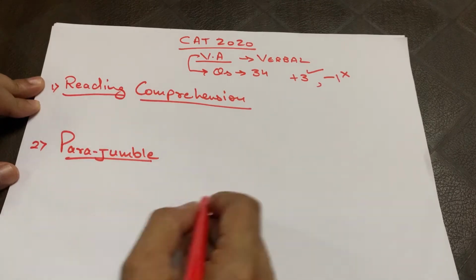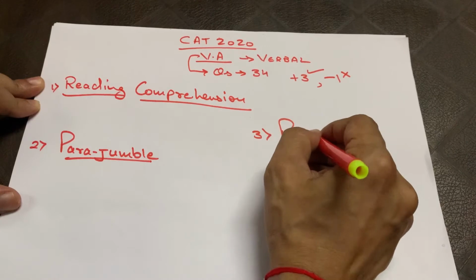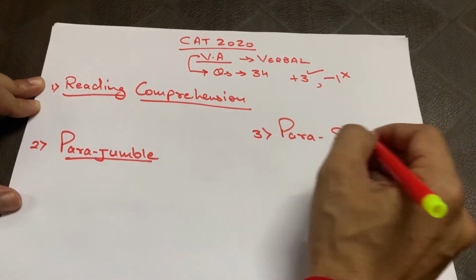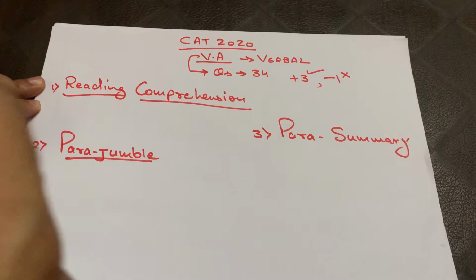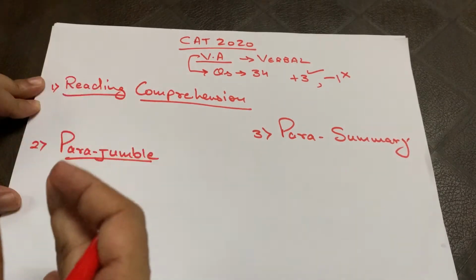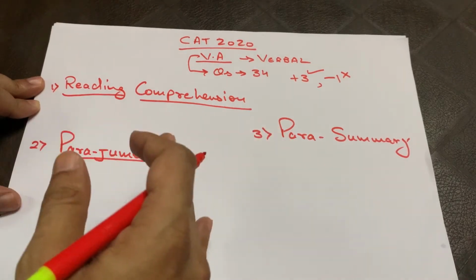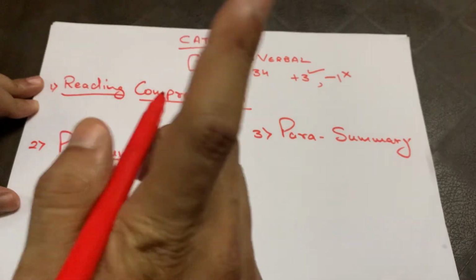And then the third one is para summary. Now guys, as the name suggests, a paragraph is given, and based on that, you have to answer the summary of the paragraph. You have to understand what the paragraph is trying to talk about, and based on that, you have to answer the question. One question is going to be asked for each paragraph.